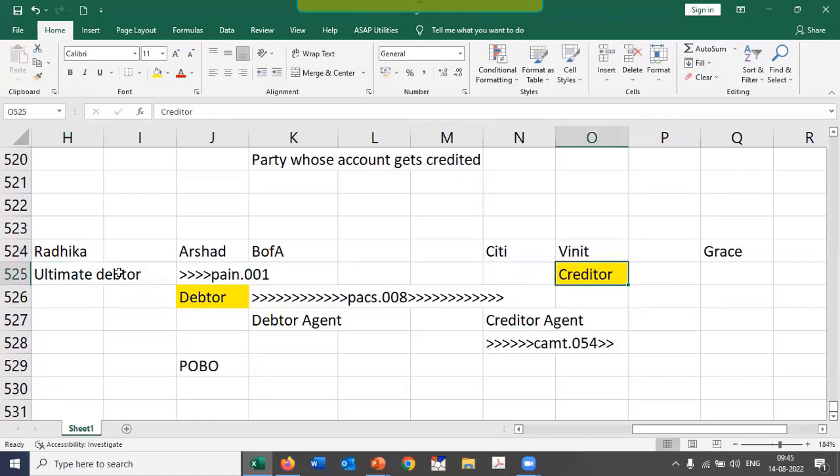On the other hand, Vineet may be collecting money on behalf of Grace, which is what we call as COBO, or collection on behalf of.